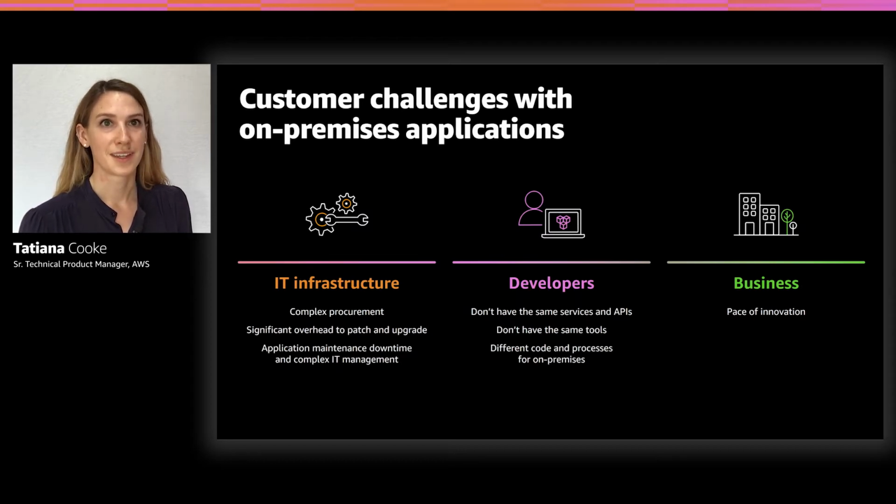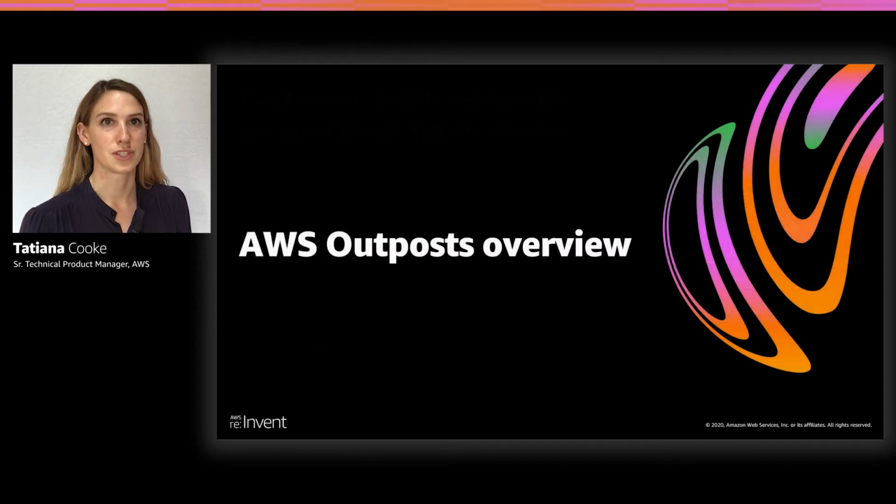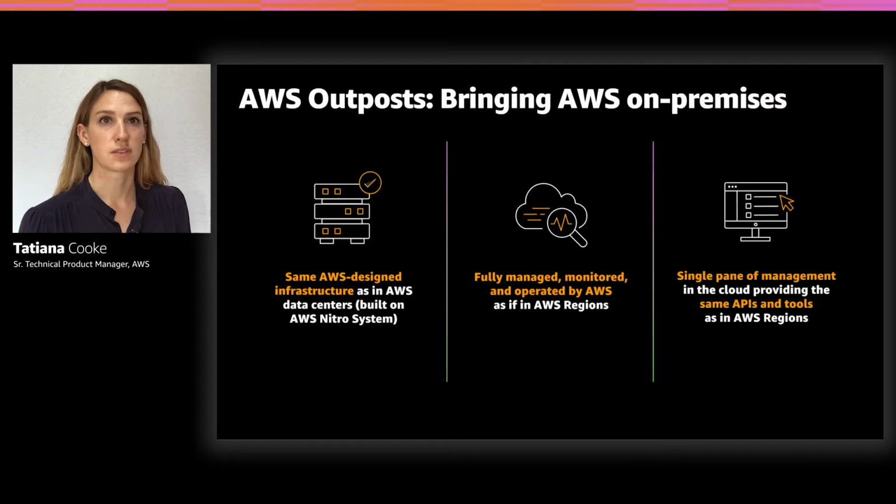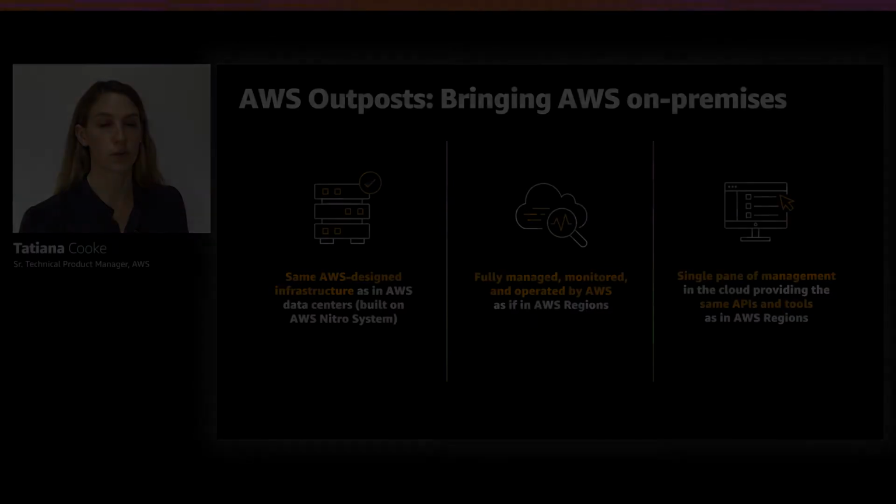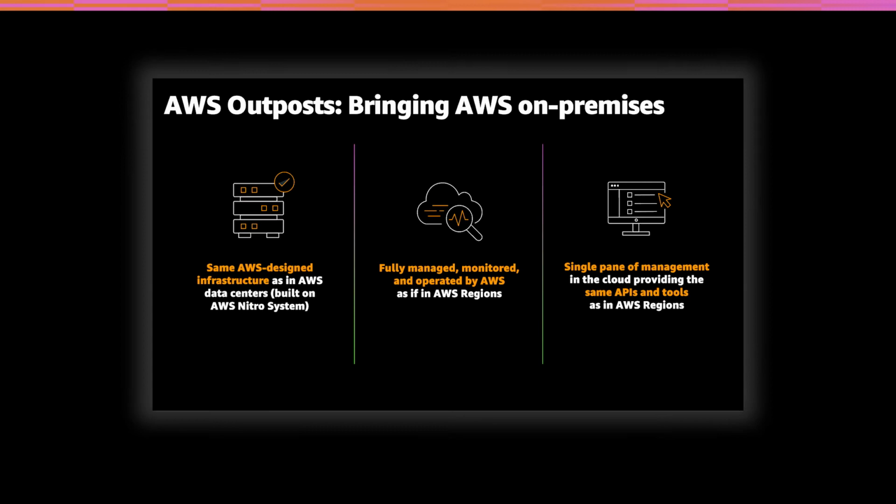We heard you, and that's why we launched AWS Outposts to general availability at re:Invent last year. AWS Outposts is a service that brings AWS to your premises. With Outposts, you can develop once and deploy in the AWS cloud or on premises without rewriting applications. You can use the same hardware and software infrastructure for a consistent deployment environment to run cloud-native applications anywhere. The Outposts service is fully managed and monitored and operated by AWS.